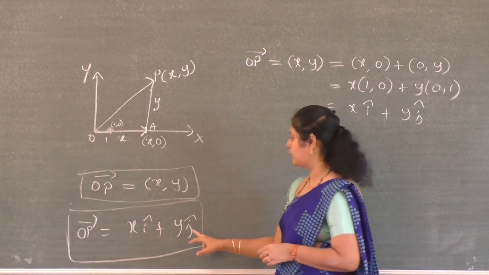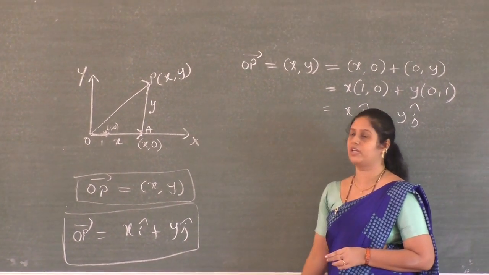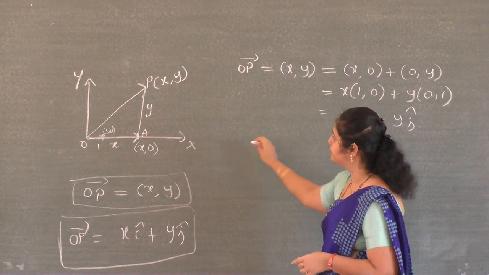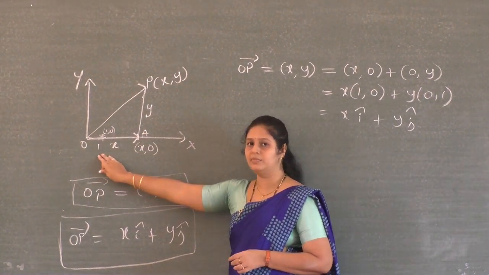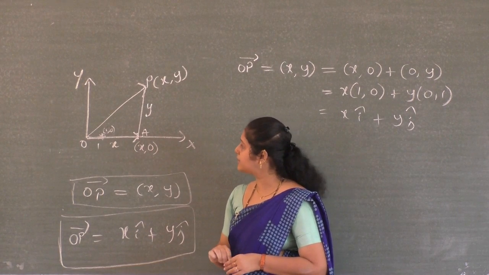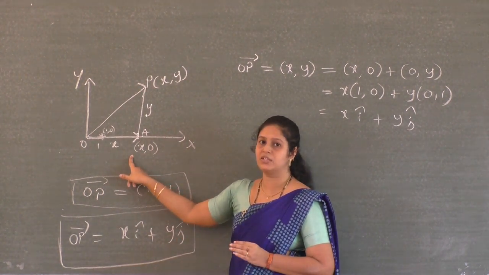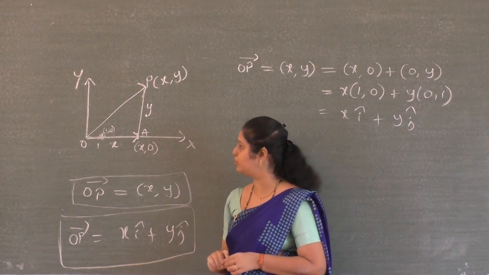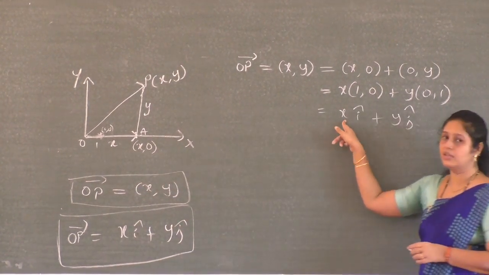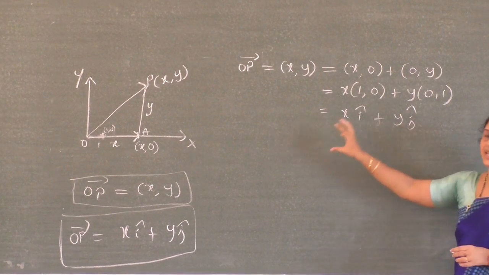That is another way of representing a 2D vector. Now another form I can write. Here in this diagram we can see a right-angled triangle. So since it is a right-angled triangle, we can define six trigonometric ratios also. Then I want to find what is x and y. What is x and y?